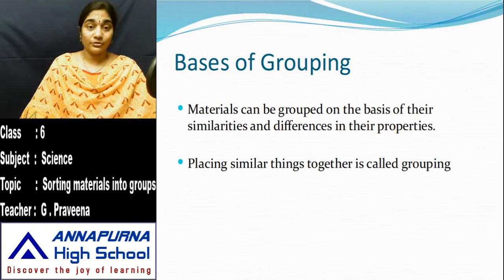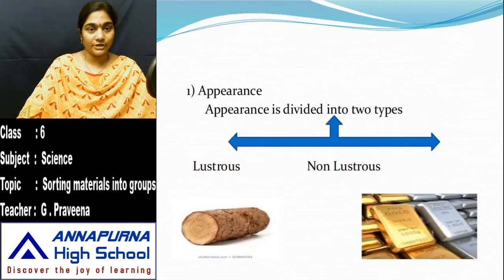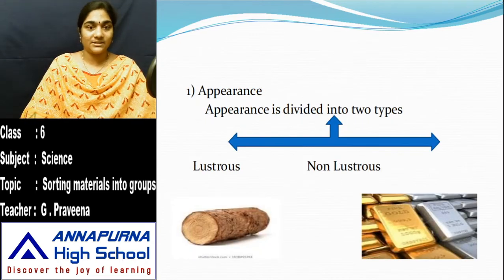Even when we group these items, it is based on different properties. Let us discuss each in detail now. So the first property is appearance. Based on the appearance of the object, let us divide the objects into two different groups. Some objects are lustrous, whereas some other objects are non-lustrous.